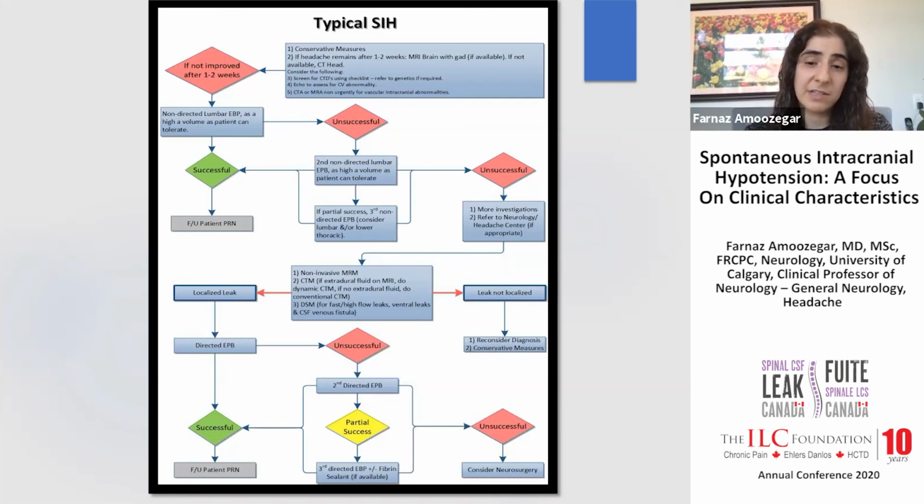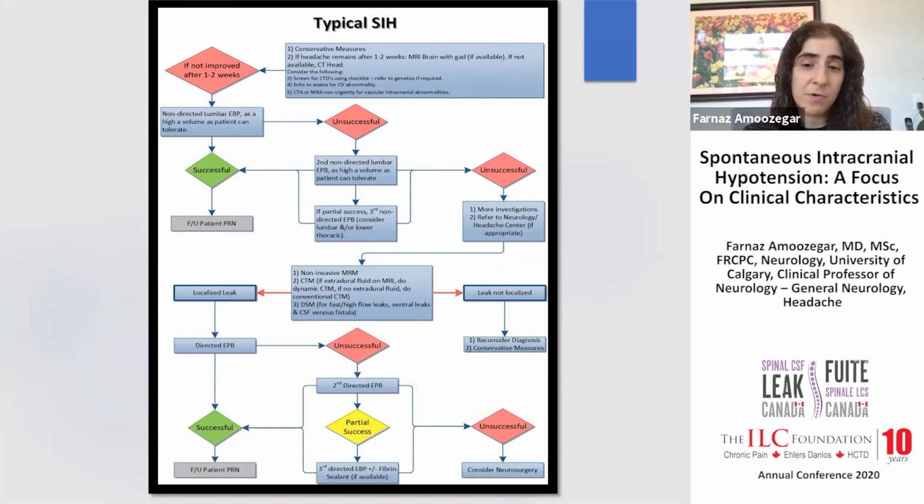If that leads to the leak being localized, that's fantastic. Then targeted approaches could be trials of blood patches, fibrin glue, or going on to surgery if required. But unfortunately, if the leak is not localized, it still provides a dilemma in terms of what to do. Some of the centers, particularly in the US, may try to go on to do some targeted patches or even surgical exploration. Some centers would not do that.